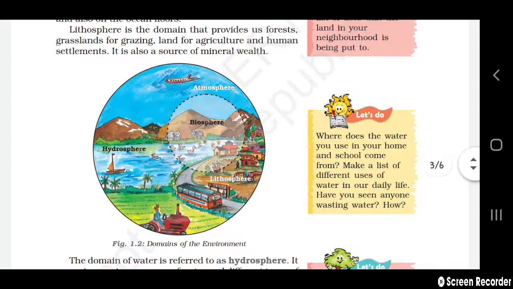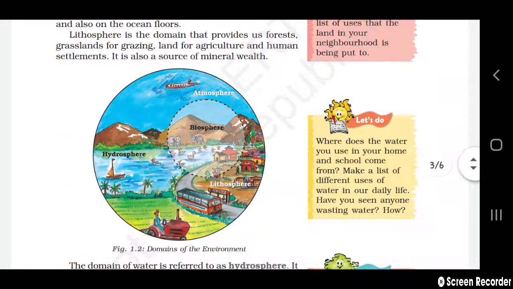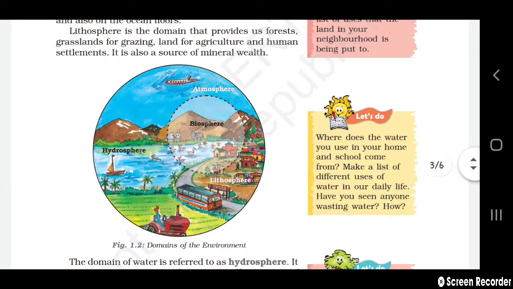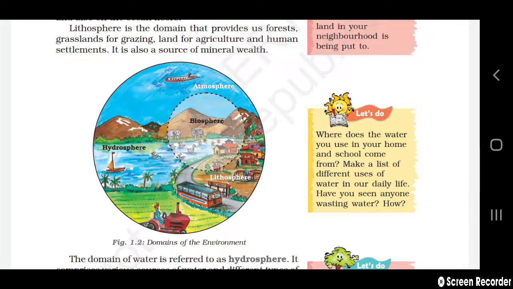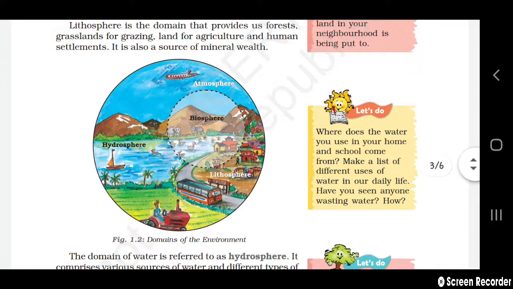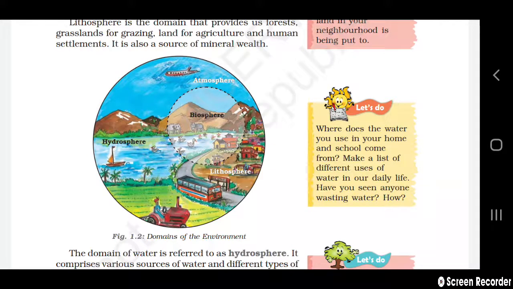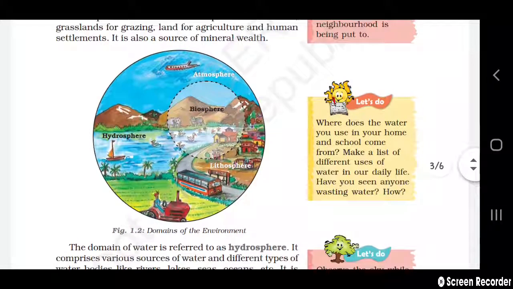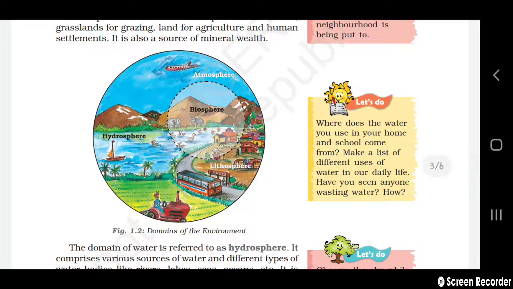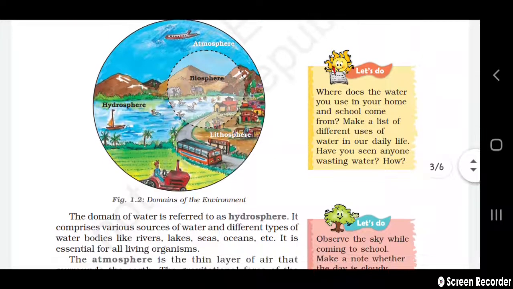The lithosphere is the domain that provides us forest, grasslands for grazing, land for agriculture and human settlement, and it is also a source of minerals. When you do mining you will get the minerals, the mineral wealth, and so many other things. Here you can see the lithosphere, and the water, which is the hydrosphere, the mountain, which is the biosphere, and the air, the sky, which is the atmosphere.